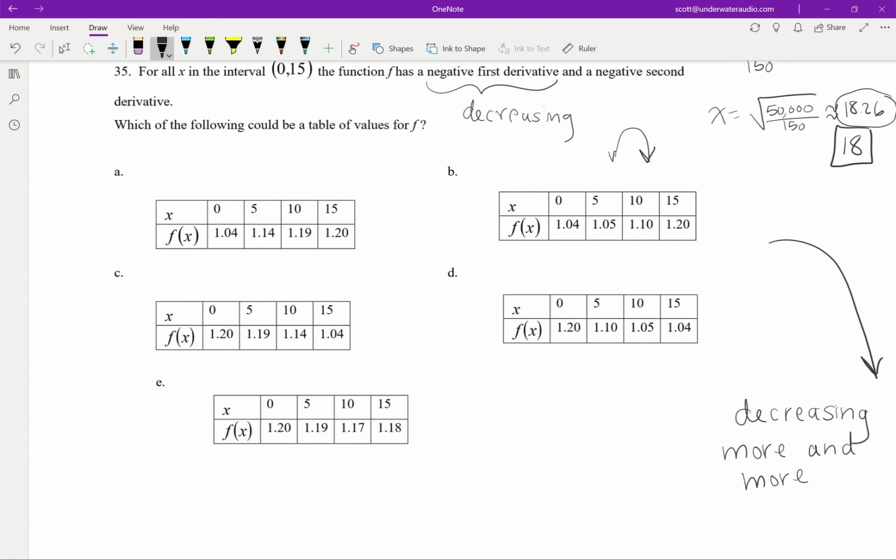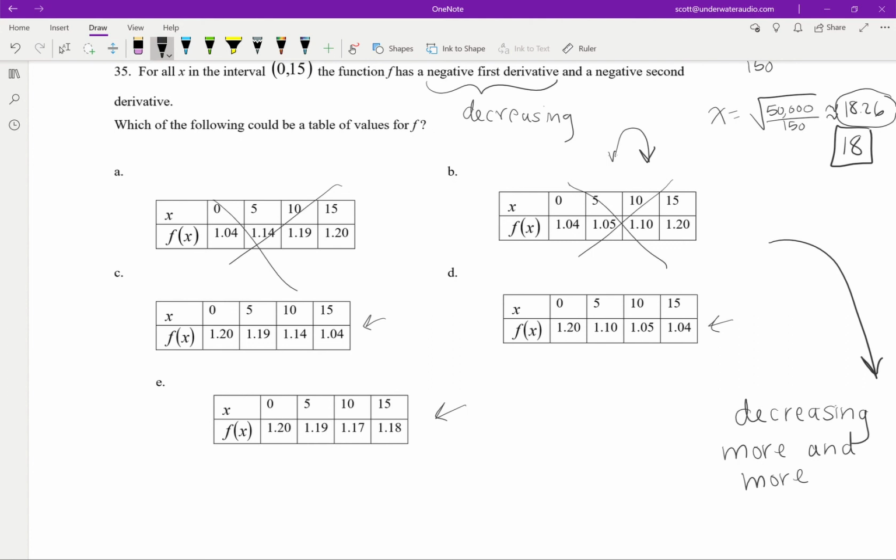So the way I would do this is I would look at all of these and figure out which ones are decreasing. So this one appears to be increasing, so I ignore that one. And this one does too. This one's decreasing. This one is also decreasing. And so is this one. Okay, so now I'm looking for something that decreases more and more each time.